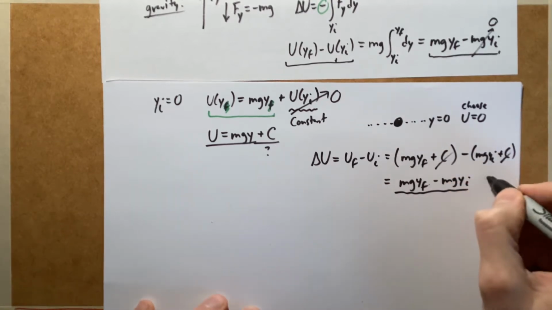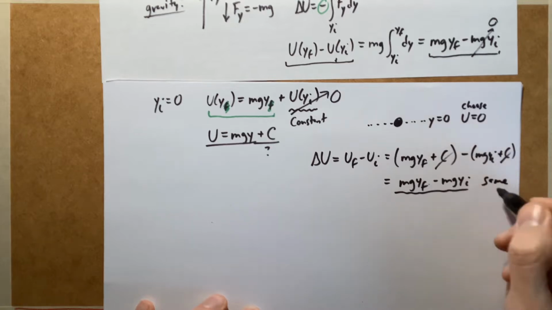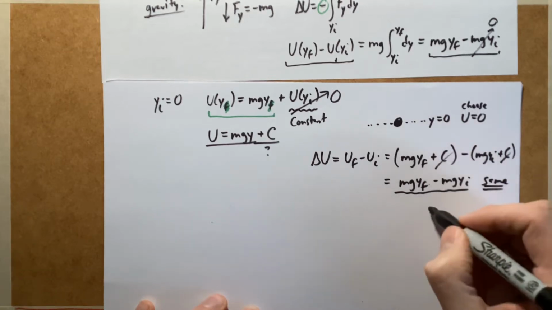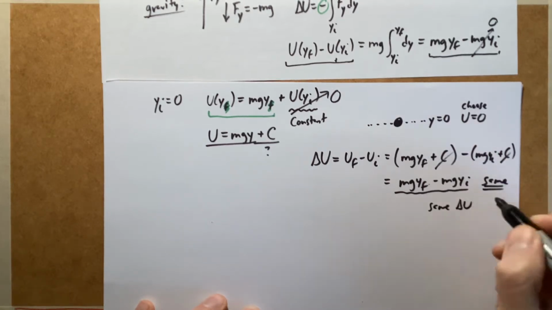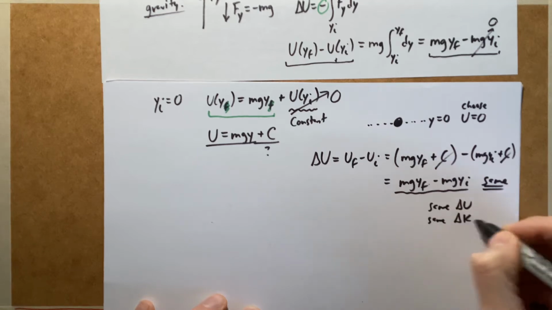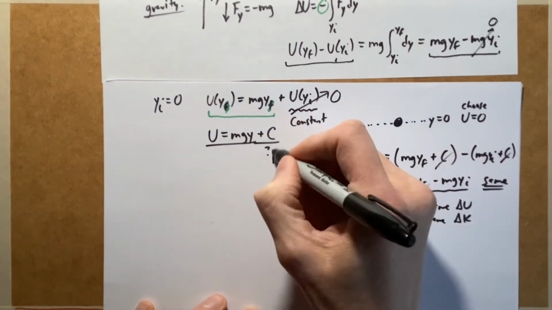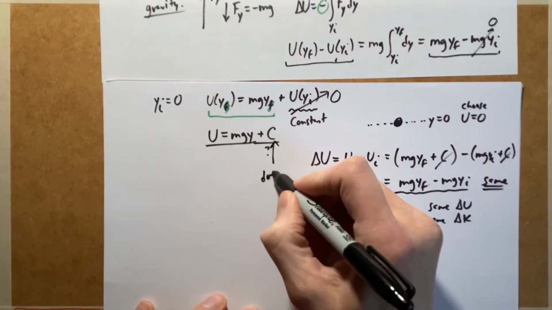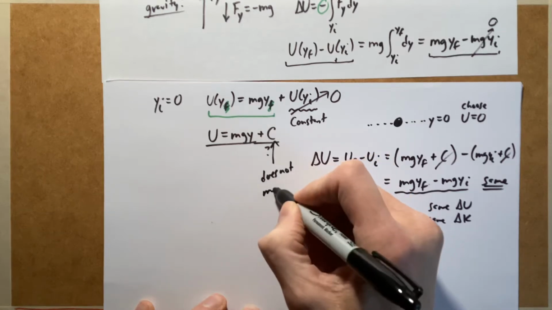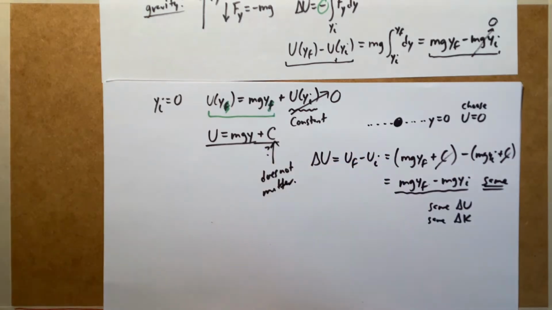So delta U would still be the same regardless of the C value. So same delta U, same delta KE, regardless of what that C value is. It's kind of just like an arbitrary constant. It does not matter what its value is. It will give you the same practical answer no matter what. It's kind of like just making a decision.